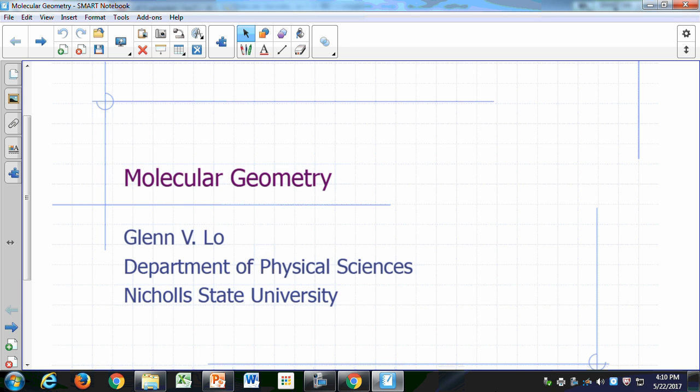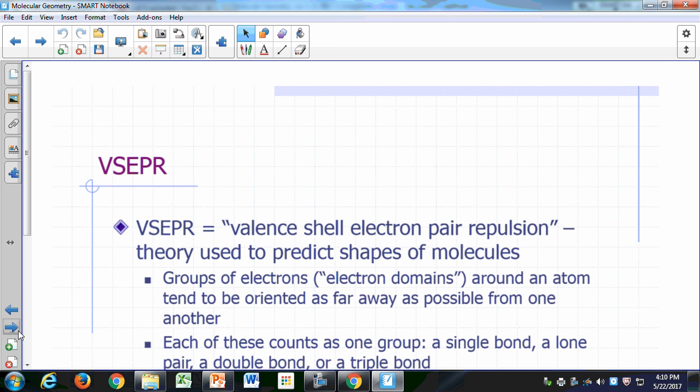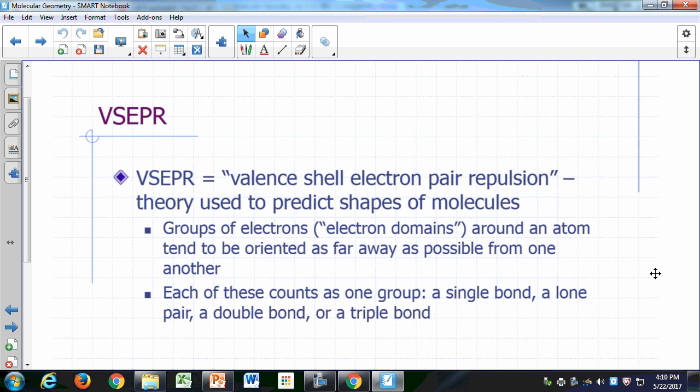In this lesson, we're going to talk about molecular geometry. That is, we're going to talk about shapes of molecules. The theory we use to predict what molecular shapes would be is known as VSEPR, V-S-E-P-R, which is short for valence shell electron pair repulsion theory.